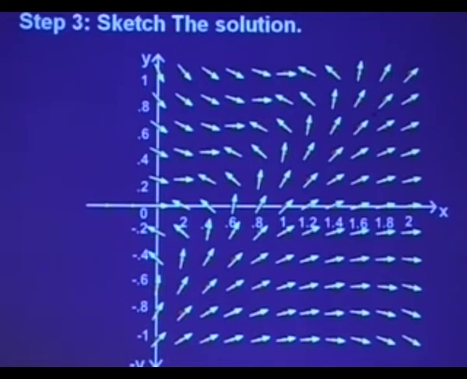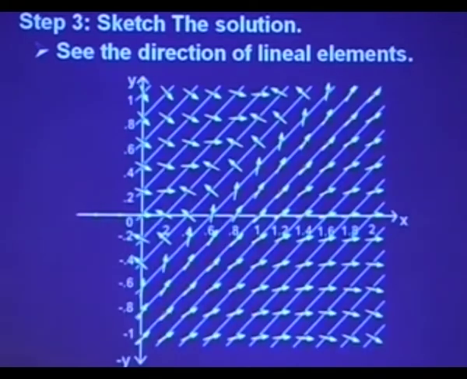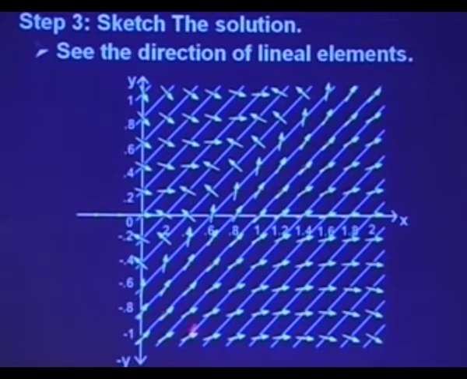This third step is to sketch a solution. For sketching a solution, the first thing is we have to find out the direction, that is, what this field is giving us about the curve. Let us see step by step. The first step is to see the direction of the linear elements. Now I am again using this isocline so that I can explain a little bit more.